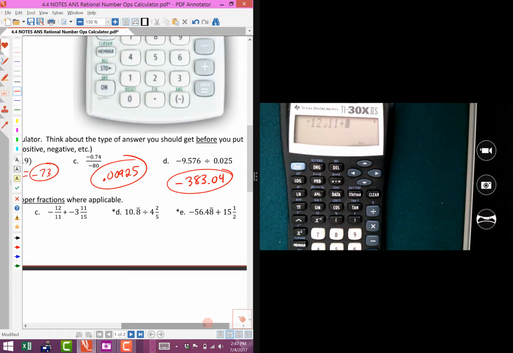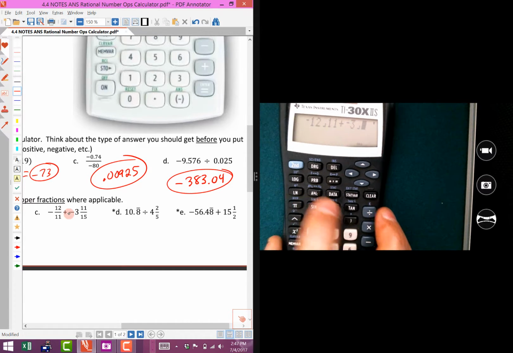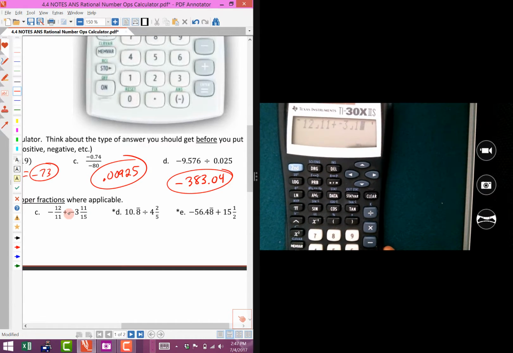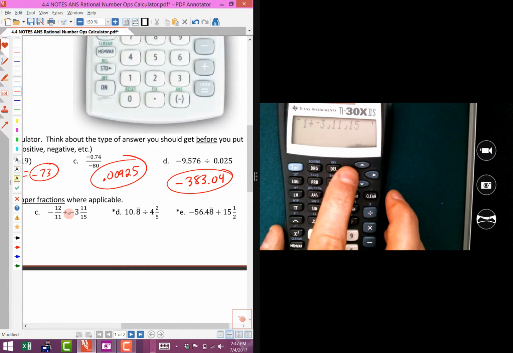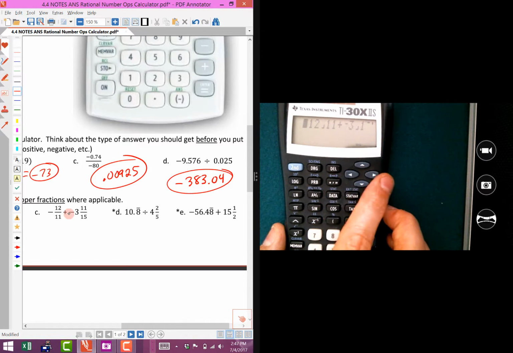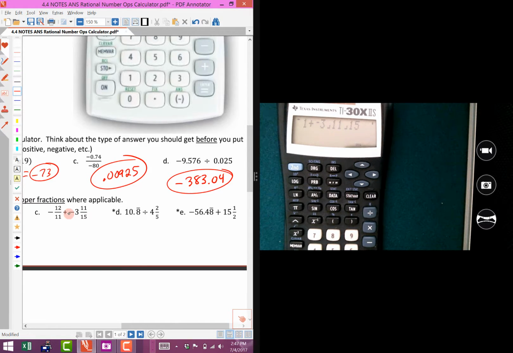Notice that this is a negative right here. It looks like a minus, but remember, if there are two symbols next to each other, that second one's got to be a negative. So I'm going to put that in there, and then I'm going to do 3, fraction input, 11, fraction input, 15. And I kind of double check and make sure that I've put that in there correctly. Again, you can use those arrow keys to go back to the beginning. There's the negative 12/11ths, that's an improper fraction. There's our negative 3, and there's our 11/15. So we're in good shape. So I'm going to go ahead and hit enter.